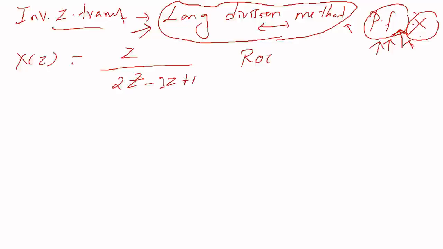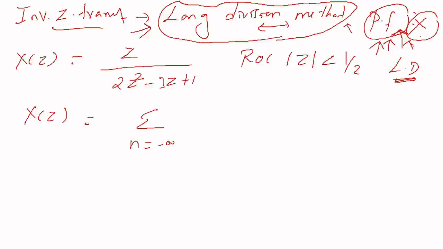Here the region of convergence is this one, modulus of Z lesser than 1 by 2. They have asked you to use the long division method, right? So how to do this? Keep it in mind. What is X of Z? X of Z I can write as the summation from minus infinity to infinity of x of n into Z power minus n.